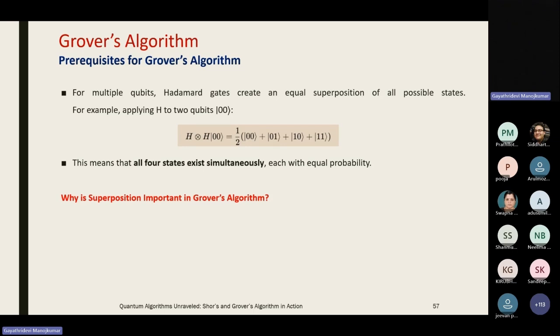Is it right? In the classical case, we take one particular item at a time, as in a linear search methodology, right? But in the case of Grover's, superposition helps us search simultaneously, that is, evaluate all the states in parallel instead of checking one state at a time. So that is how superposition is helpful in Grover's algorithm.